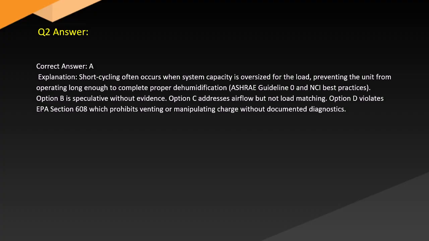Answer. Correct answer: A. Explanation. Short cycling often occurs when system capacity is oversized for the load, preventing the unit from operating long enough to complete proper dehumidification, per ASHRAE Guideline 0 and NCI best practices. Option B is speculative without evidence. Option C addresses airflow but not load matching. Option D violates EPA Section 608, which prohibits venting or manipulating charge without documented diagnostics.